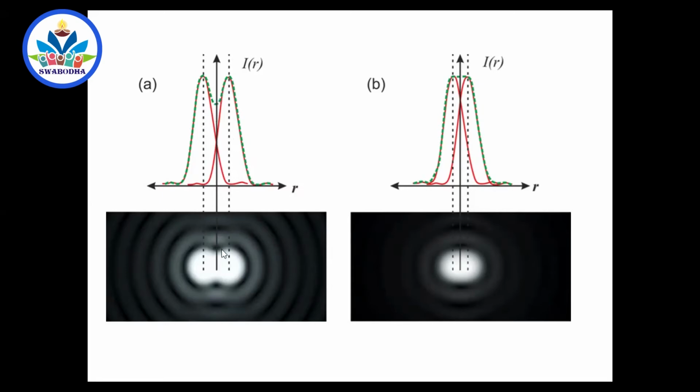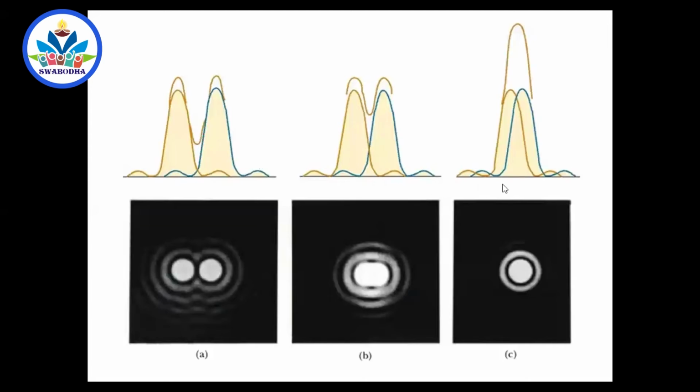And if the vehicle comes still closer to you, they appear well resolved. What is the meaning of well resolved? The central maximum produced by one will go away from the first minimum of the other. So the two patterns are separated, and you can see them well separated. So that is one condition. Of course, here all the conditions are shown.